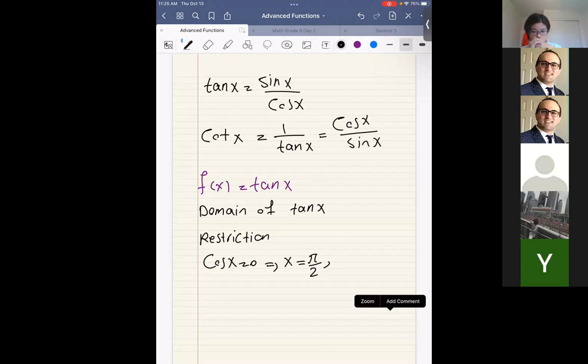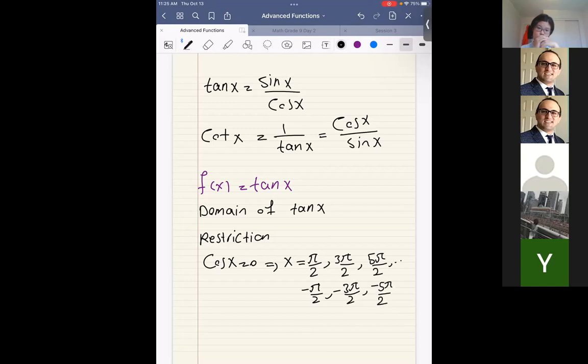So one is pi half, but there are many. I mean, there are infinitely many actually. And the others, like 3 pi half, 5 pi half. You also have minus pi half, minus 3 pi half, minus 5 pi half.